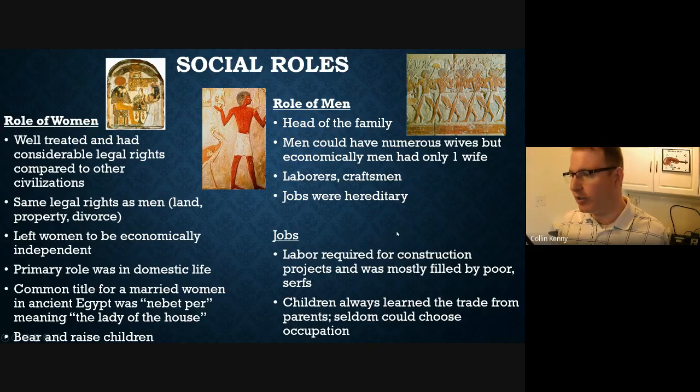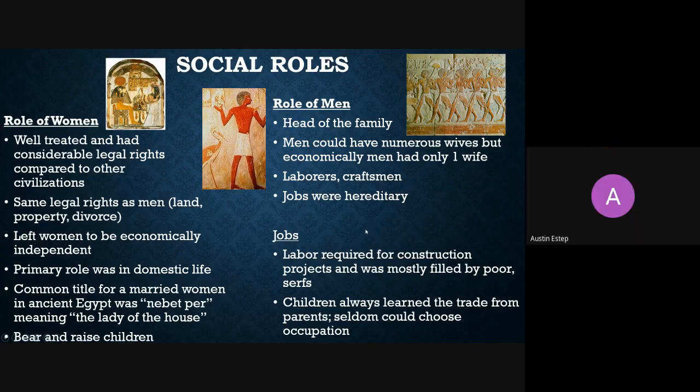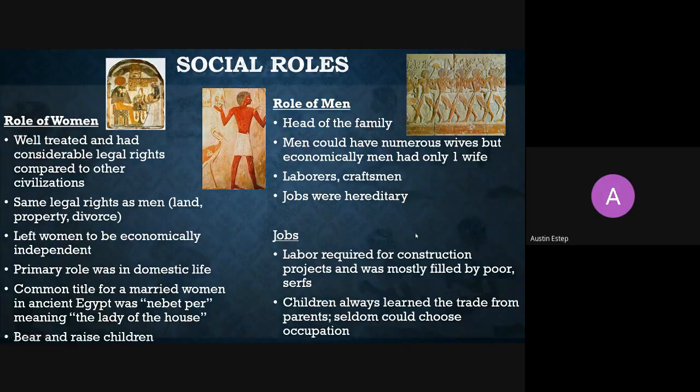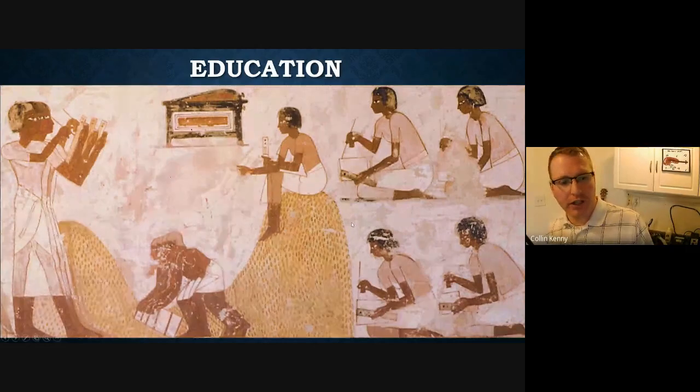You very rarely could pick your own thing, you know. Austin is a scribe because his family were scribes. Mariah's making me hungry. Well, it's good that I'm a scribe because barely anyone could be a scribe. Exactly. Here we see what an Egyptian school would have looked like.